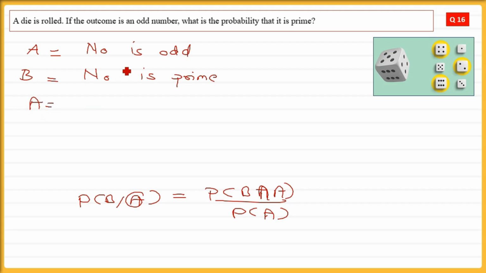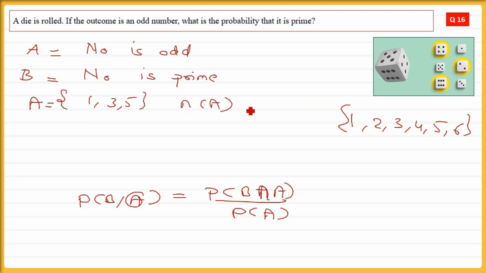Let's make the set now. A is the number is odd. So in a die, 1, 2, 3, 4, 5, 6. All these 6 numbers can appear face up. What are the odd numbers? 1, 3 and 5. These are the odd numbers. The number of elements in A is 1, 3, 5, so 3. In the B set, the number has to be a prime number. So 2, 3, 5 are the prime numbers. You don't need to find out the number of elements in B.